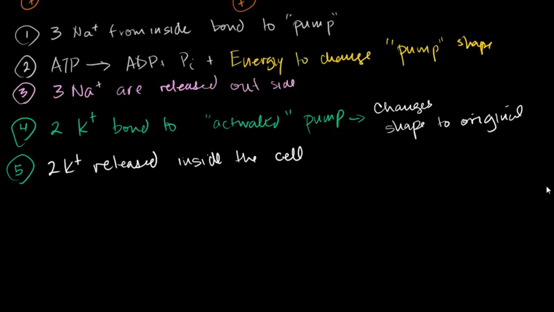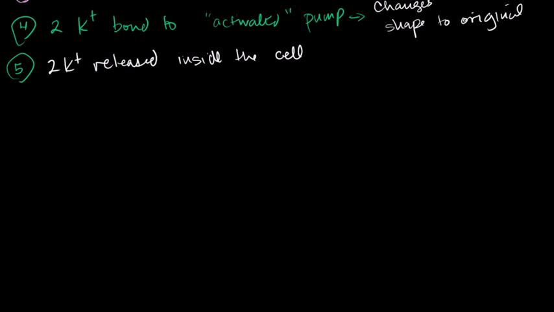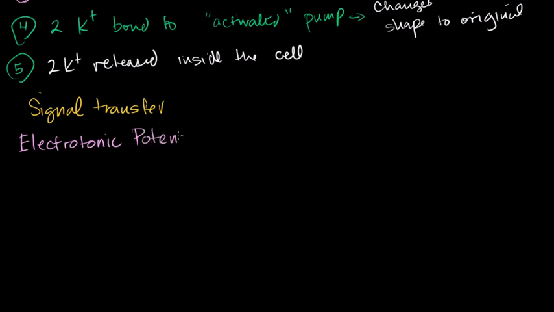So there are two types of ways that a potential can travel. So there's two types of signal transfer. I'll just call it signal transfer. I don't know what the best word for it is. The first one I'll talk about is electrotonic. It sounds very fancy, but you'll see it's a very simple idea. Electrotonic potential. And the other one I'm going to go over is an action potential.